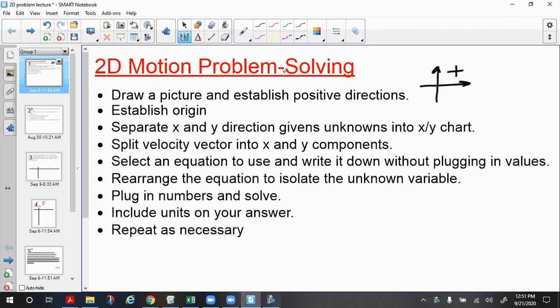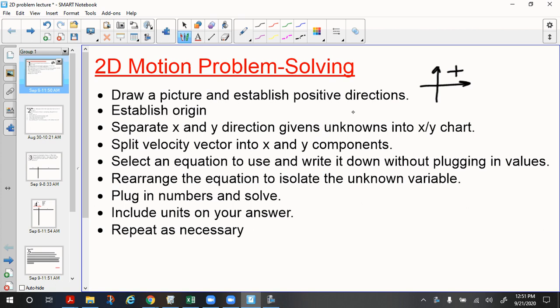Today we're going to learn about solving two-dimensional motion problems. So these are our problem-solving steps. The first thing we need to do is draw a picture and establish positive directions. Since we're working in two dimensions, you're going to need to establish a left or right positive direction, an X direction positive direction, and a Y direction positive.